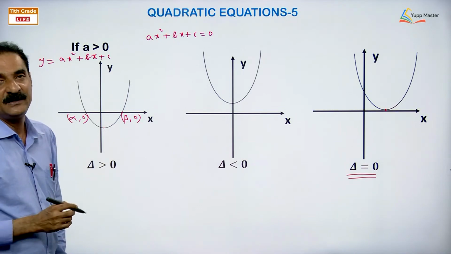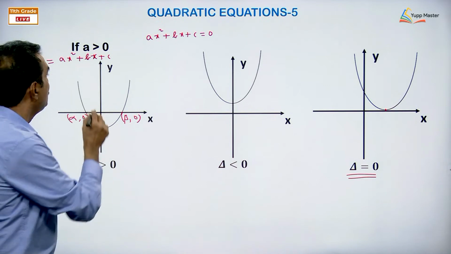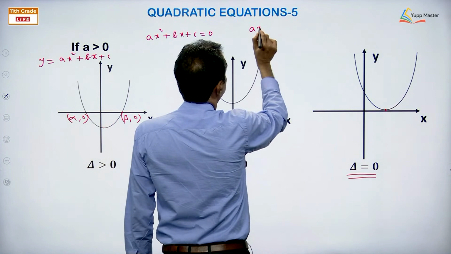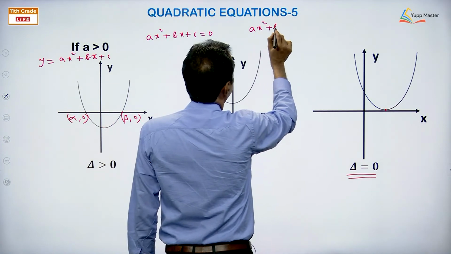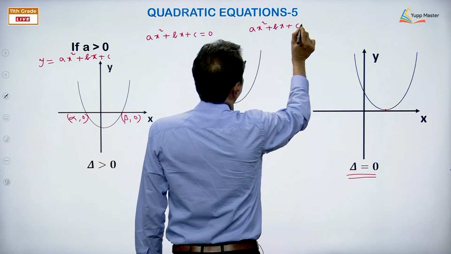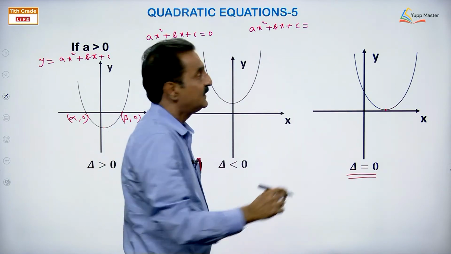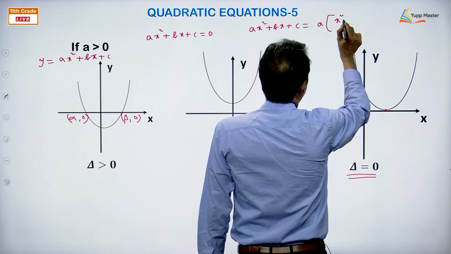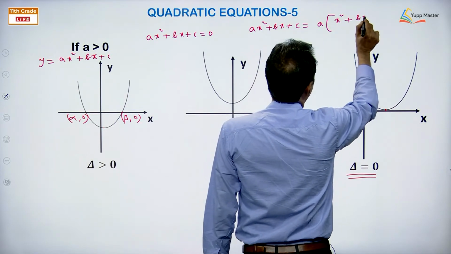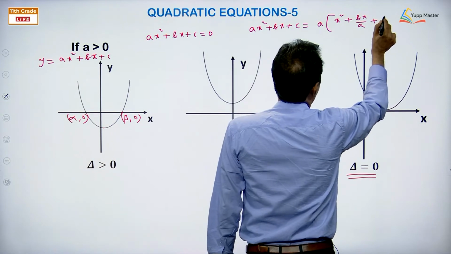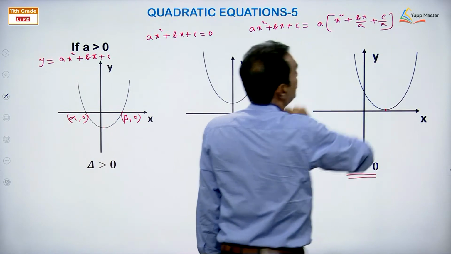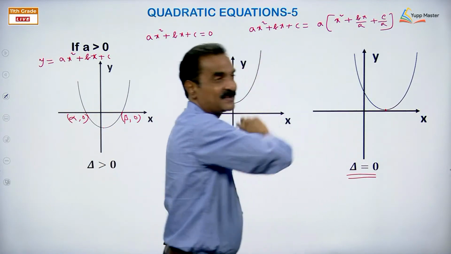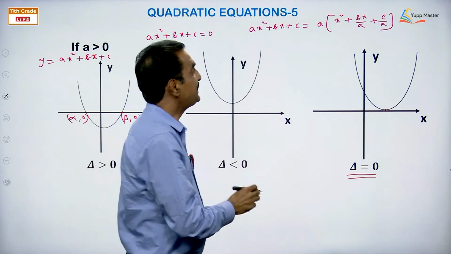And how to get the minimum value of y? You can write the quadratic expression as a into x square plus bx by a plus c by a. Now, you can write this as a perfect square.